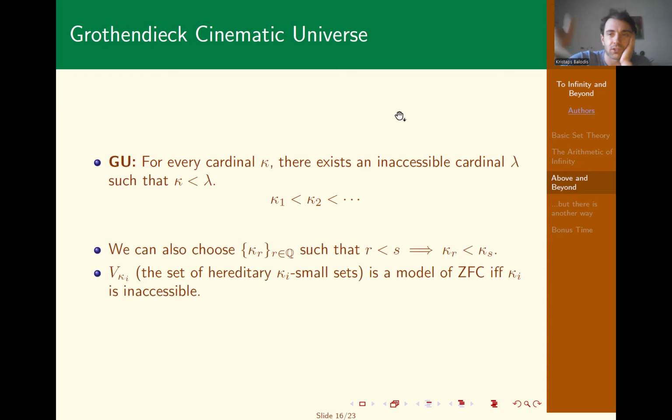Okay, is there some definition about hereditary small sets? Whatever. Let's not worry about it.